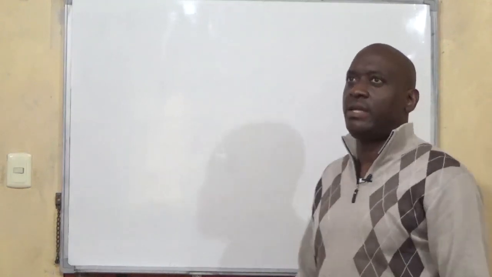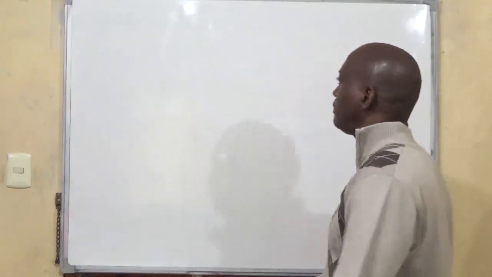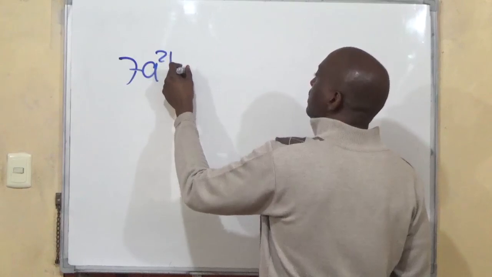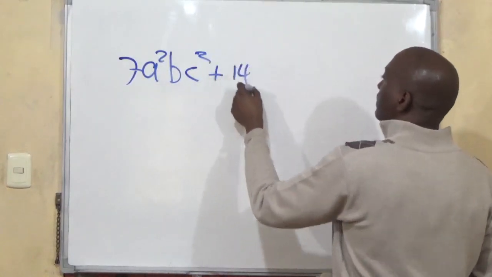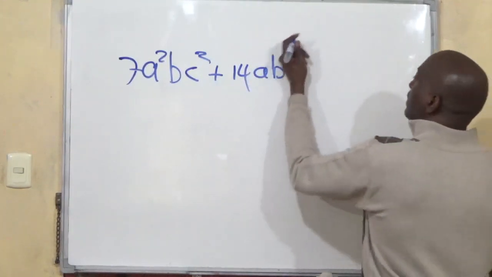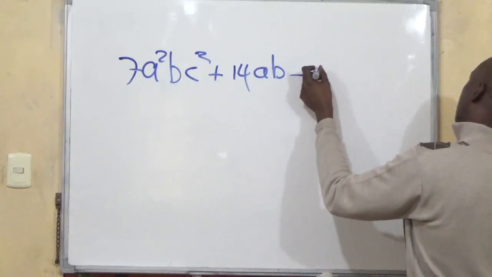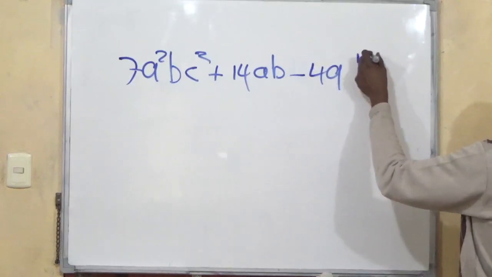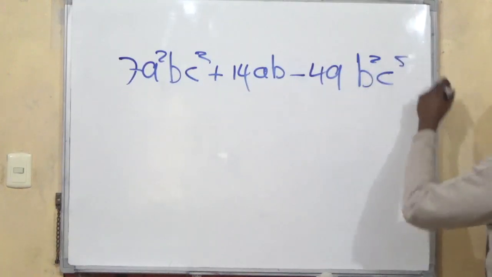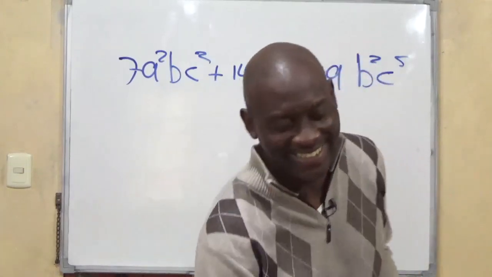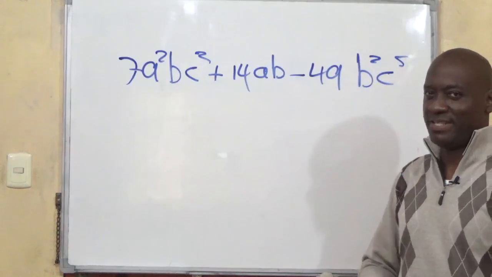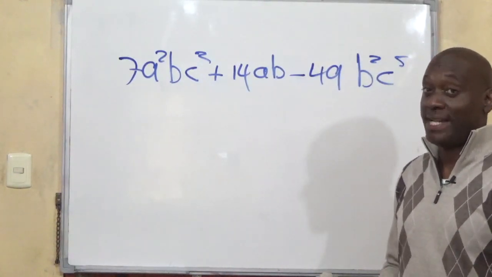Yeah? So we're going again. A trivariate trinomial is what? Trivariate is three variables. So let me say A, B, C. No problem. So let me say 7A squared B C cubed plus 14AB plus, sorry, let me make life a little interesting, minus 49 B squared C to the power of 5. Right? It is not likely that you'll get an expression looking like this to factorize, although I have seen expressions like this in past papers before. So you never know. You might actually get one.